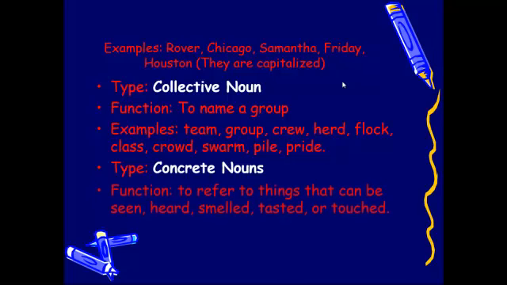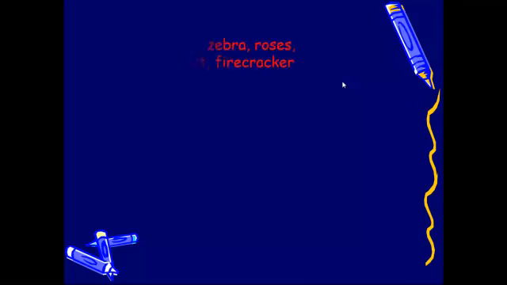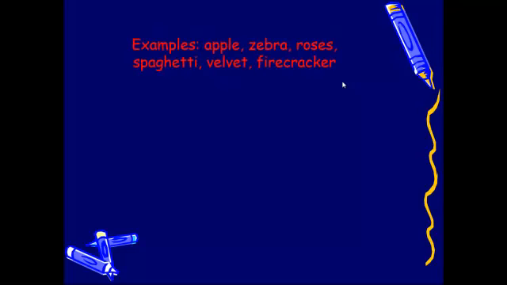Another type of noun is called the concrete noun. Its function is to refer to things that can be seen, heard, smelled, tasted, or touched. For example, apple, zebra, roses, spaghetti, velvet, firecracker.